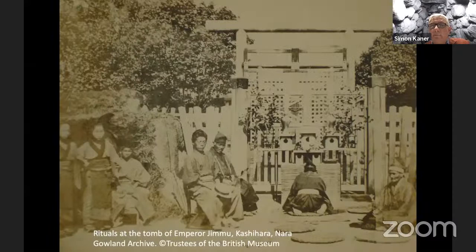Gowland notes in the reports that he put together, and it took him some time to write up his investigations. He doesn't publish anything on the tombs until about 1897, so there's a big gap after he gets back from Japan. But he describes how the tombs, even in the 1880s and 1890s, are the focus of imperial rituals. And here we have one of these rituals taking place at the tomb of the Emperor Jimmu, who is the first Japanese emperor.